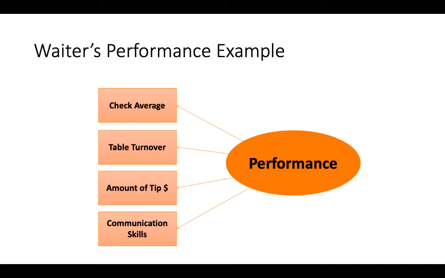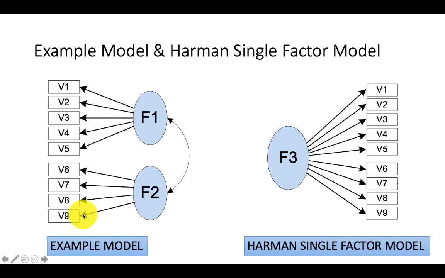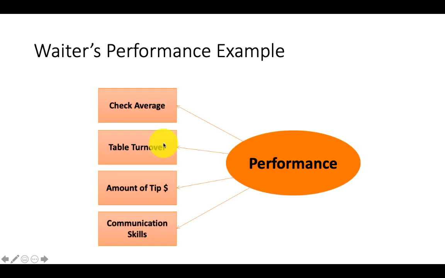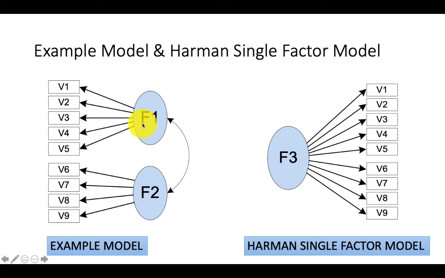So here's an example. This is our typical model, right? In this example, you only have two factors. Just now, when we talked about the waiter's performance, I had four factors, right? In this example, we only show two factors because I don't have a larger canvas, right? But in the Harman single factor model, I'm forcing everything. I'm forcing all the items under the manifest variables to load into a single factor.